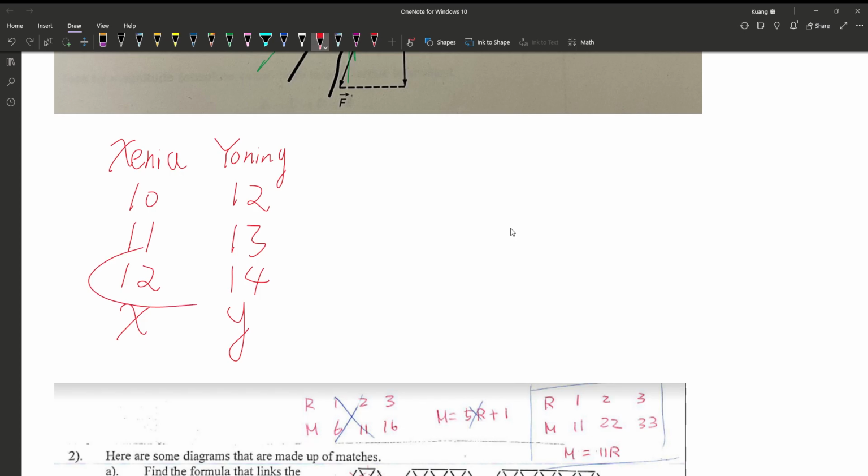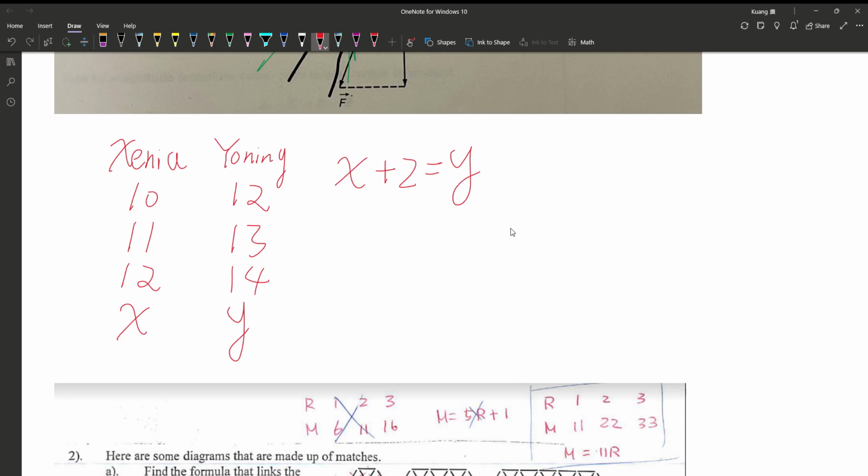As you can notice here, Yonin is 2 years older than Xenia. So you can use Xenia's age, add 2. It will be the age of Yonin. So X plus 2 equals Y. This is the equation that explains the relationship between X and Y, which is the age of Xenia and Yonin.